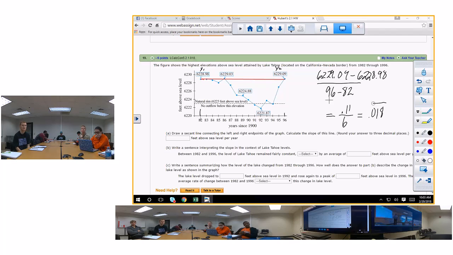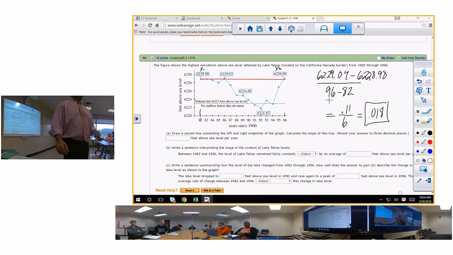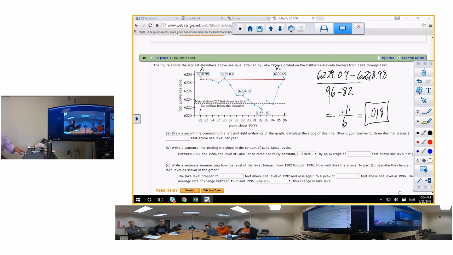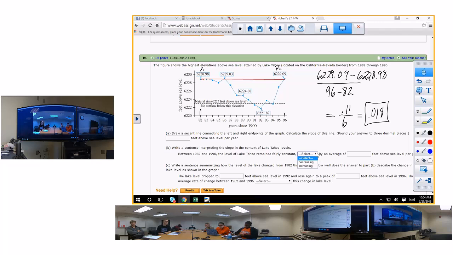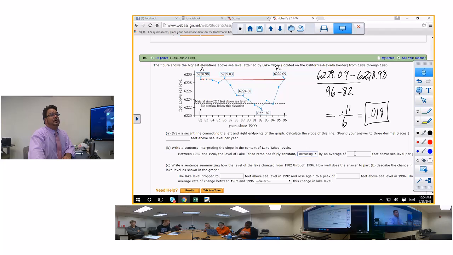So the slope is just about 0. Okay, so that's why you can't hardly tell. And like you said, since I suck at drawing, yeah, it does look like a negative slope, but it's not. It's a positive slope, barely. And then they say, write a sentence interpreting the slope in context. They give you a choice. It says it's increasing by an average of 0.018. And you would just fill out these, like I say, 0.018 here and so forth.